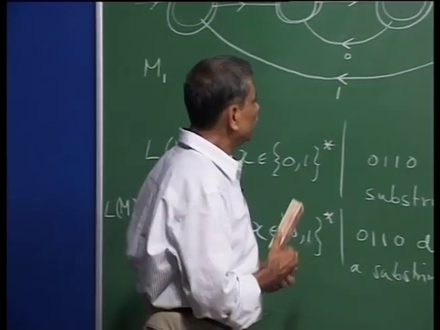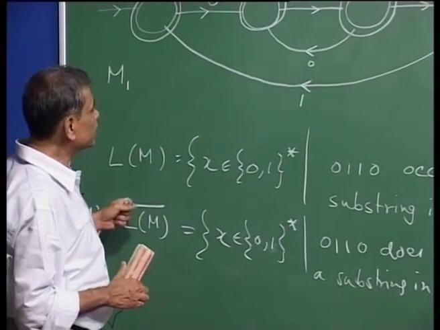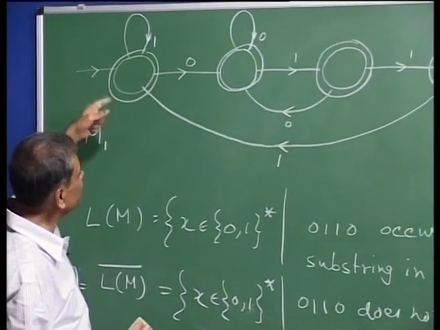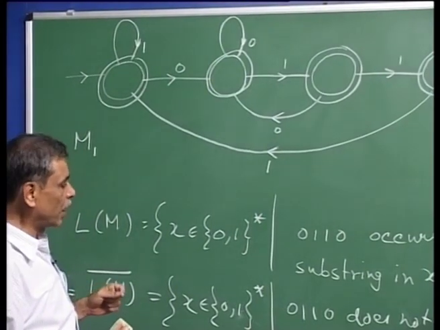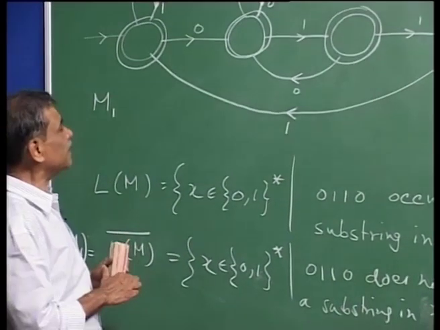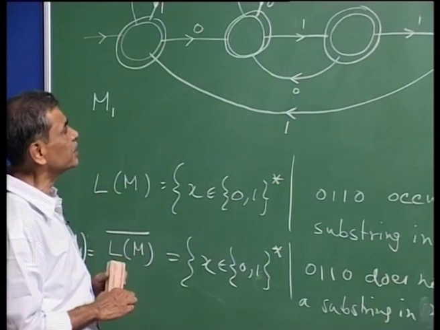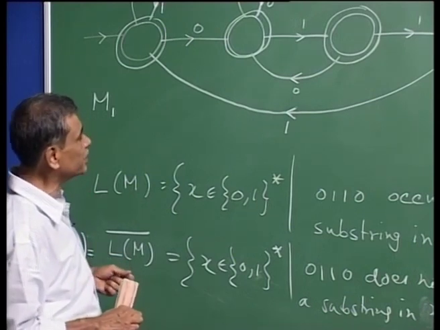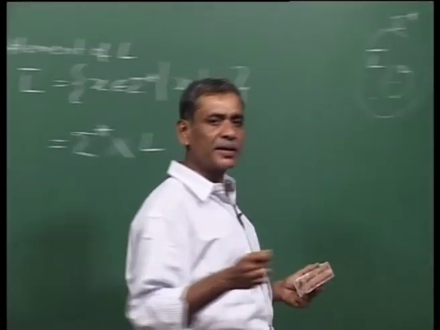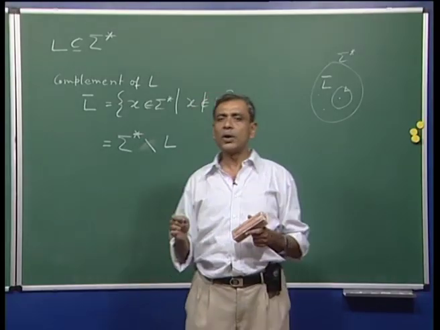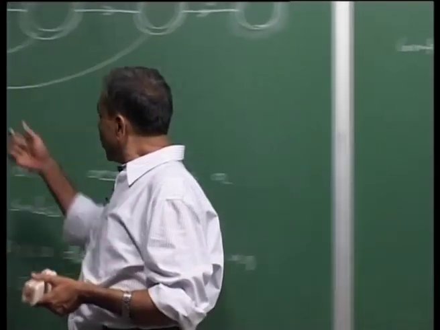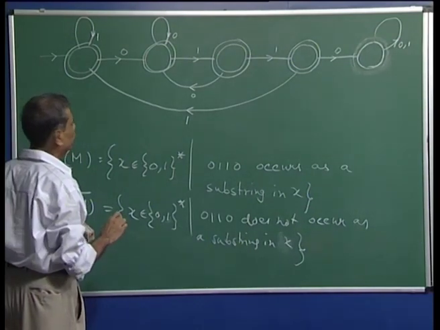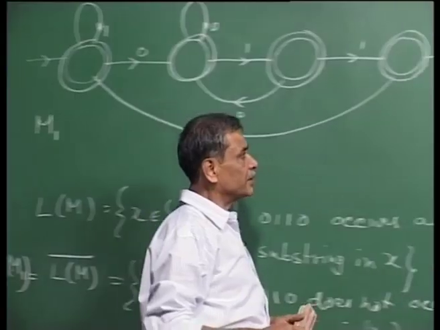So, once more, what is the reason? Since in the old machine, a string takes the machine from its initial state to its final state if and only if 0110 occurs as a substring, the complement set consists of all the strings where 0110 does not occur as a substring. So, such strings clearly would take the old machine from its initial state to one of the non-final states. But if we are interested in accepting only those strings where 0110 does not occur as a substring, then all I do is make this flip, the switch between the set of final states and the set of non-final states.